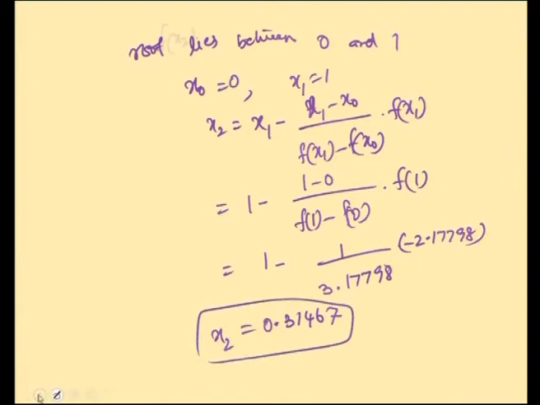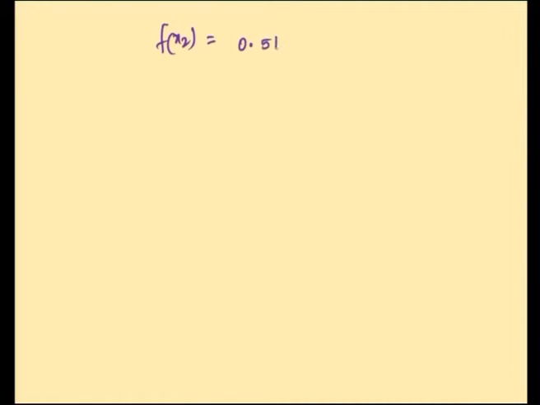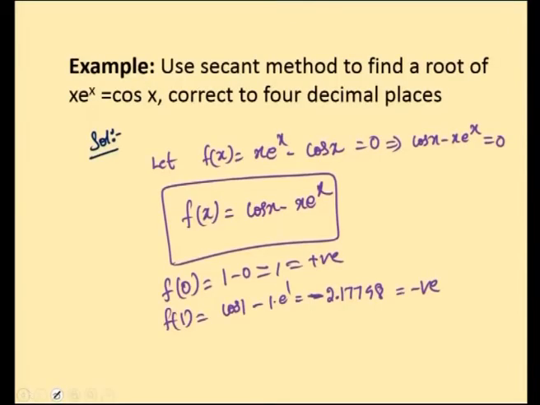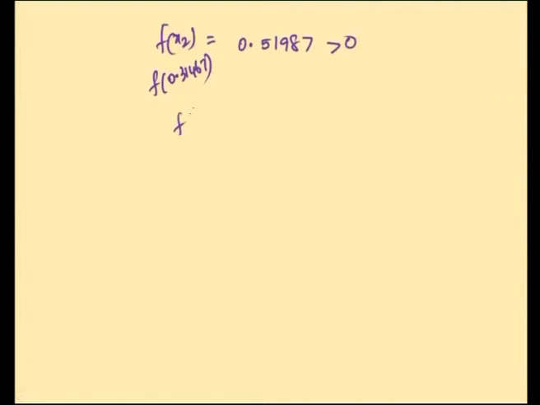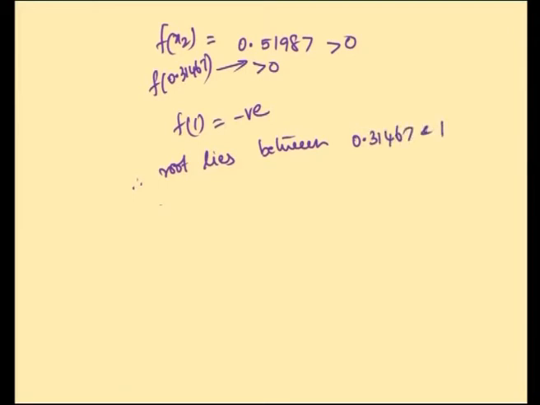Then find f of x2. f of x2 is 0.51987, which is greater than 0, and f of 1 is negative. Therefore, the root lies between 0.31467 and 1.